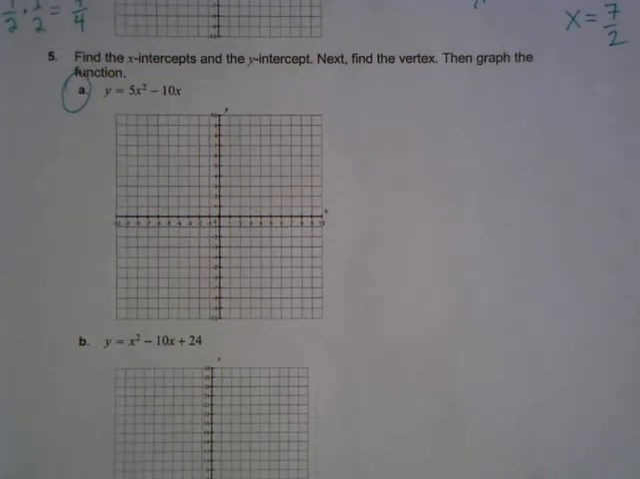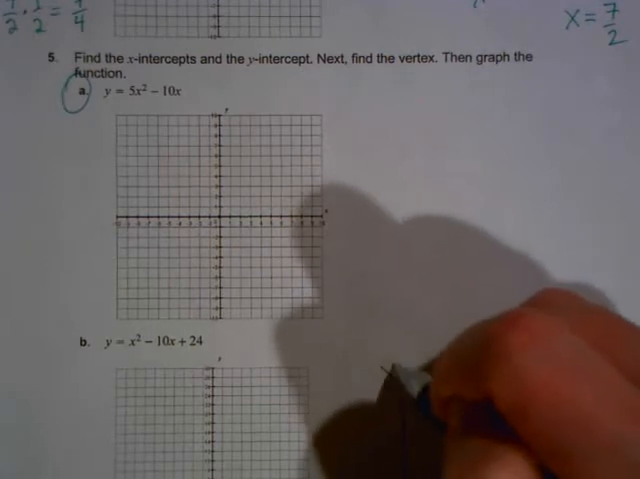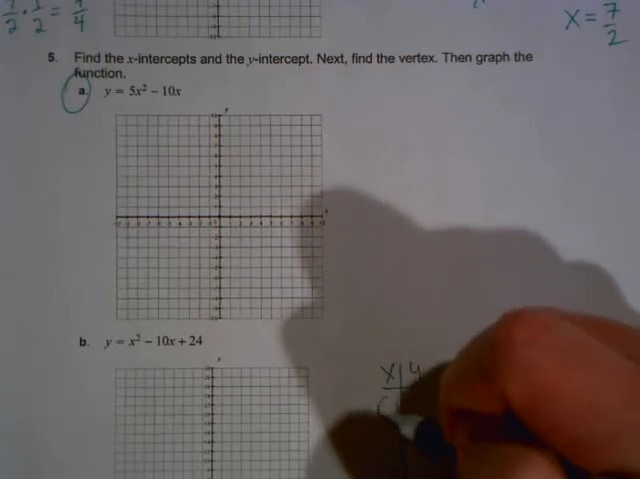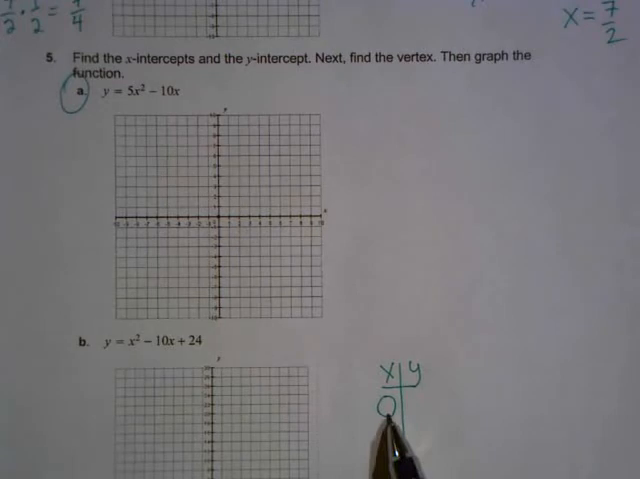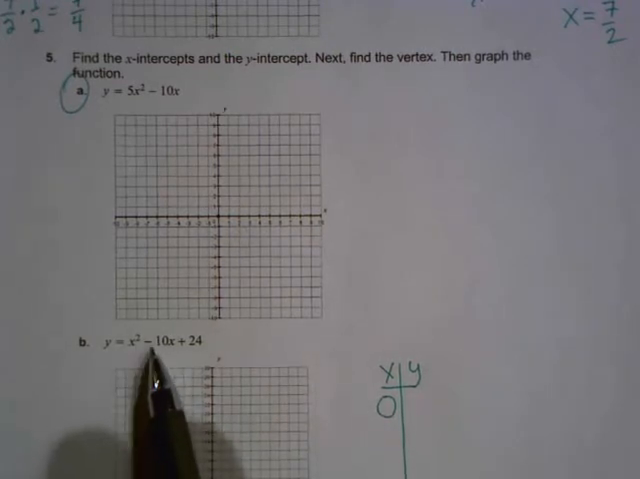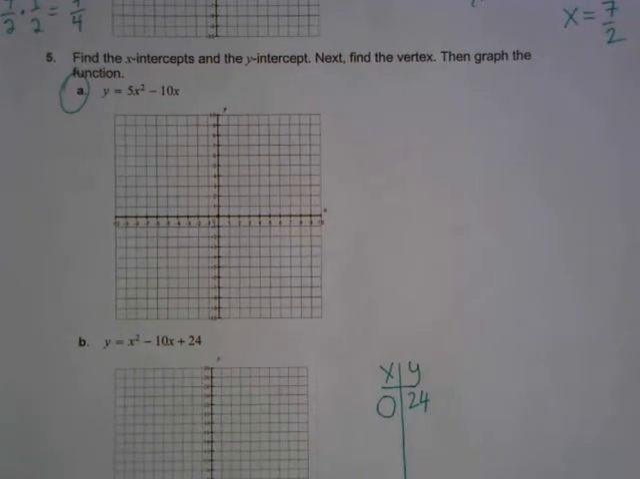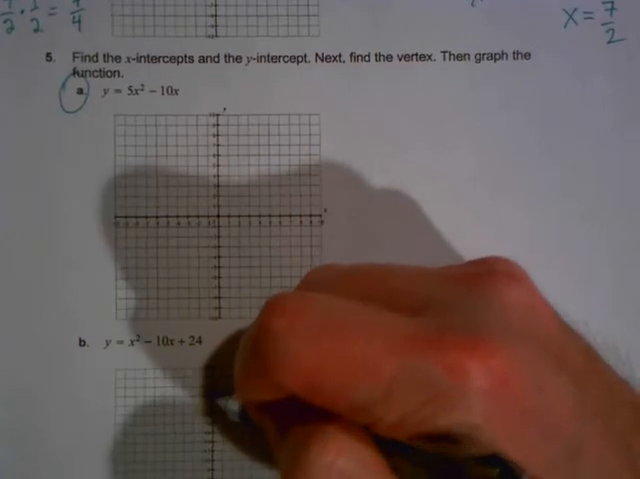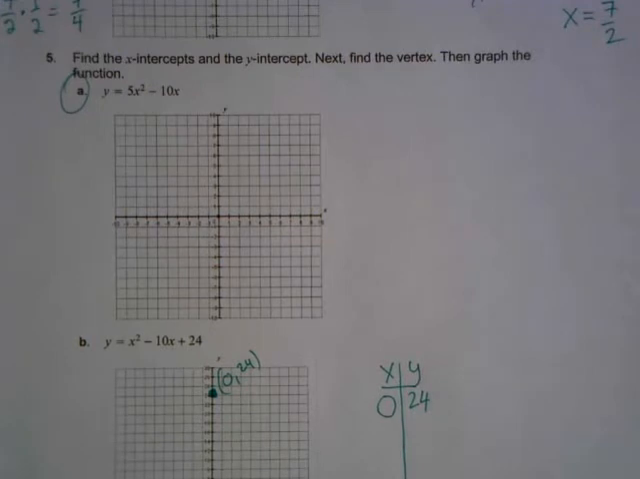First off, it says find the x-intercepts and find the y-intercept. I'm going to start with the y-intercept because the y-intercept is always easy. To find the y-intercept, I plug 0 in for x. When I plug 0 in, I get 0 minus 0 plus 24. That's 24. So 0, comma 24. You might notice I made my scaling pretty big here so I could make it fit.